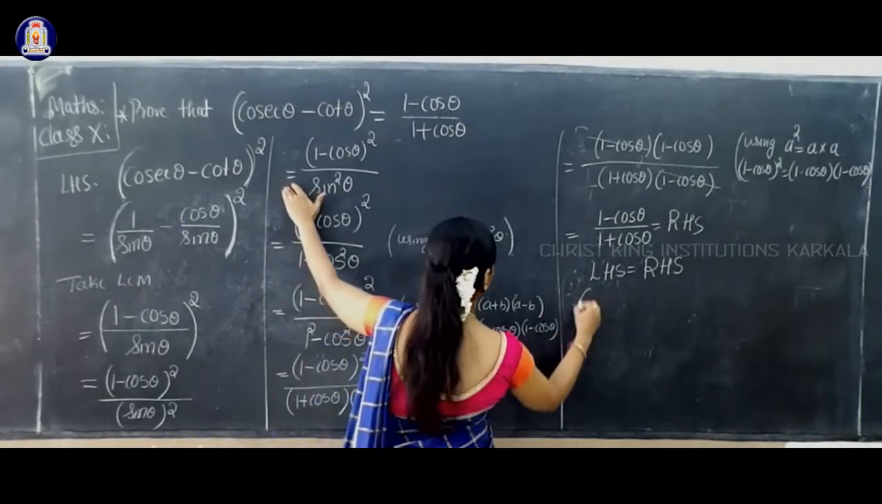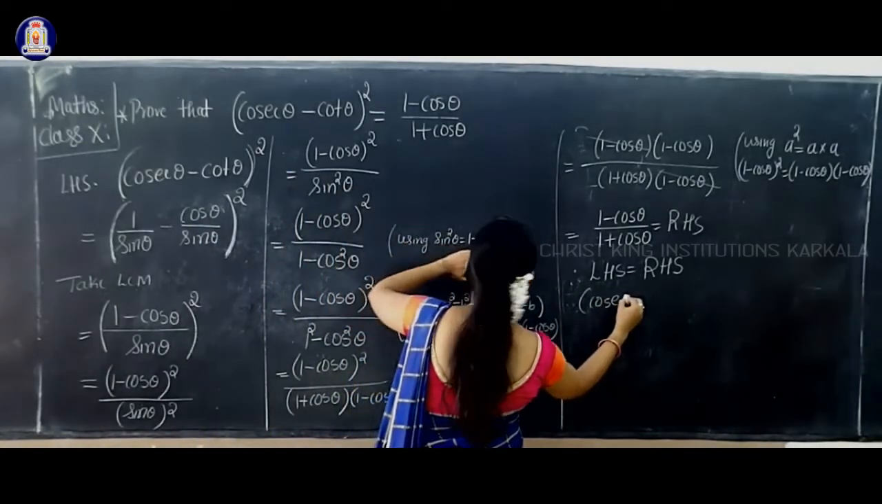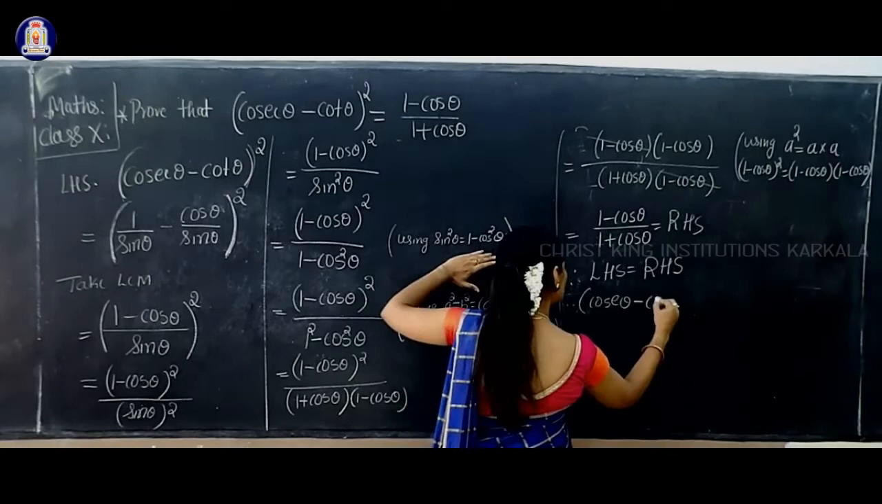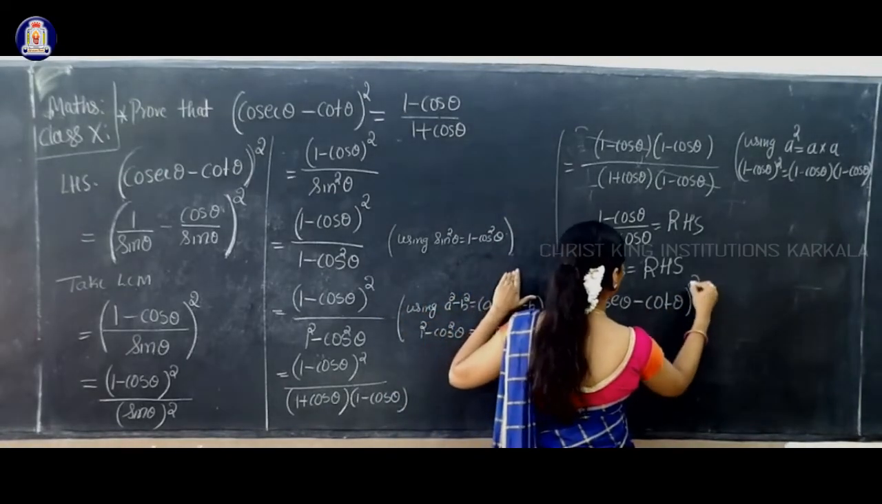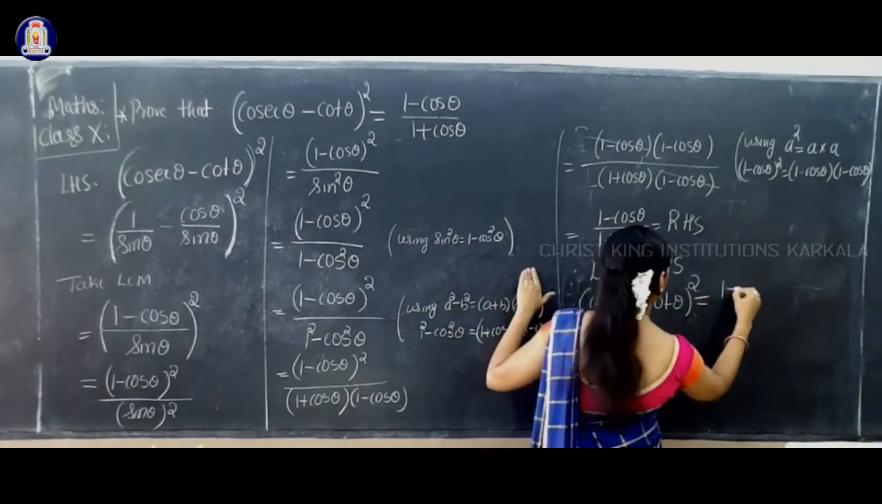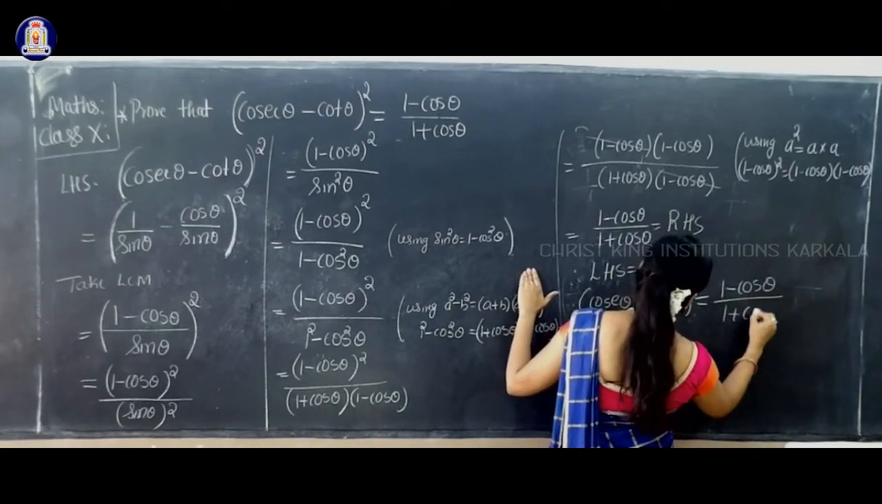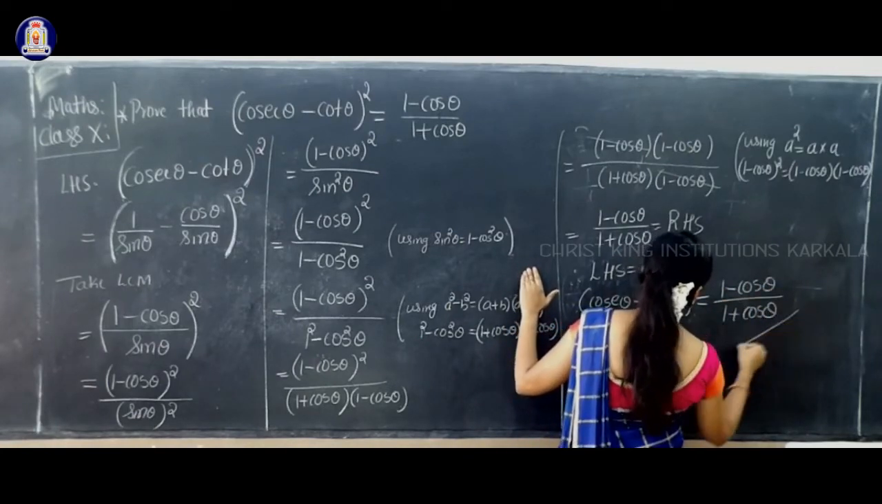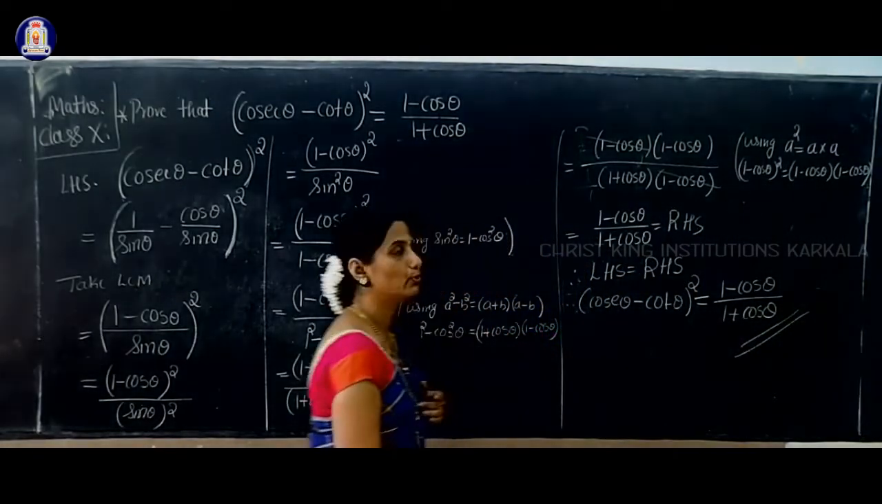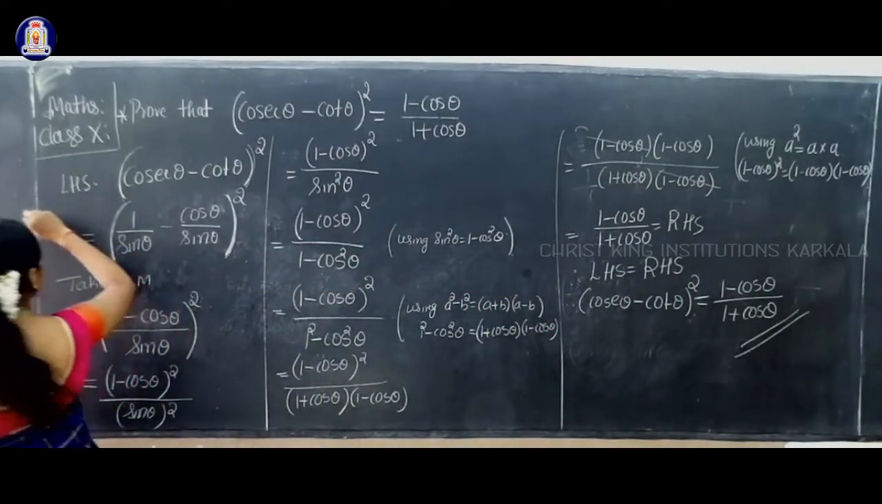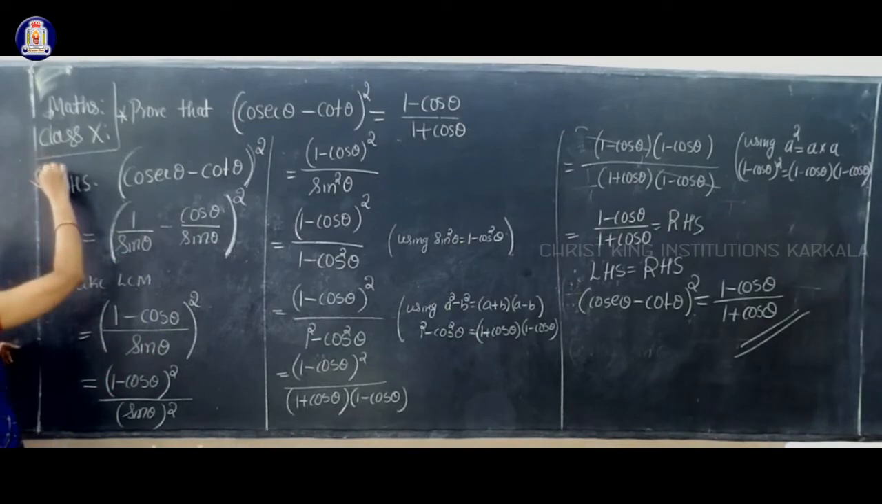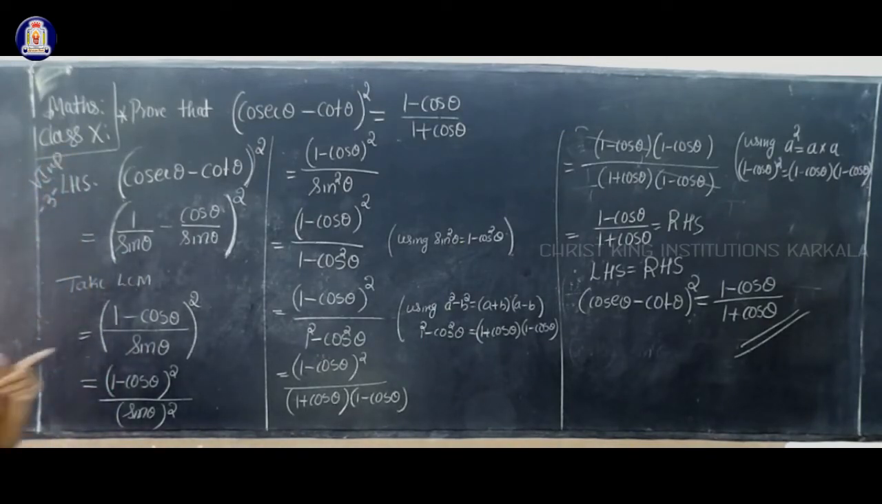Therefore the conclusion is: (cosecant theta minus cot theta) whole square is equal to 1 minus cos theta divided by 1 plus cos theta, and hence it is proved. This is important for 3 marks, very important for 3 marks. Right, mark it also in your notes. I think you understood, right?